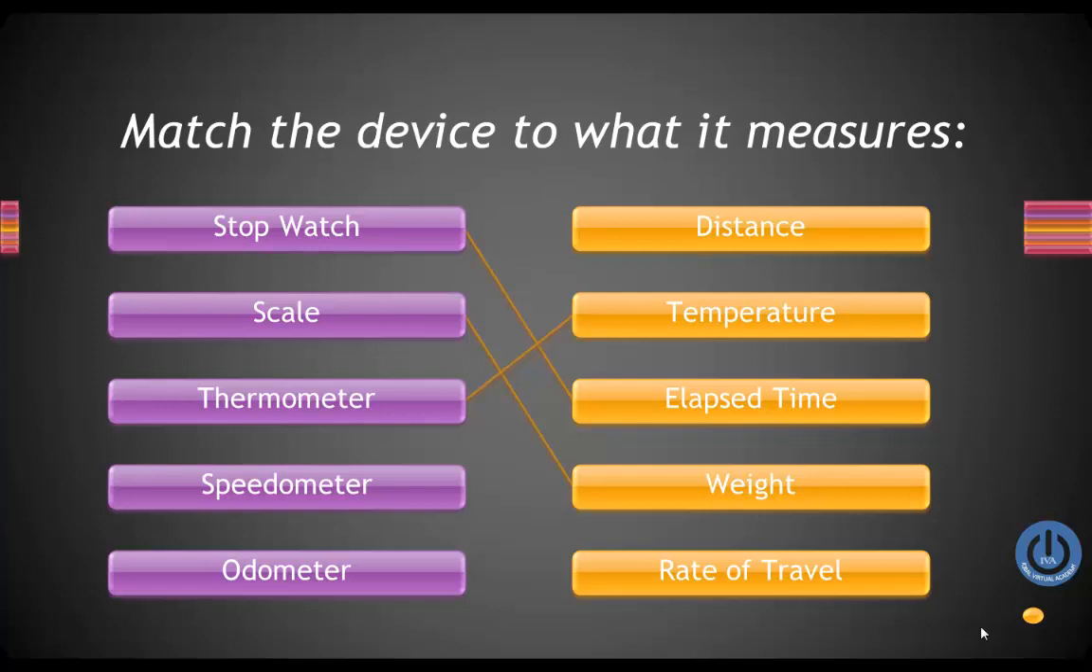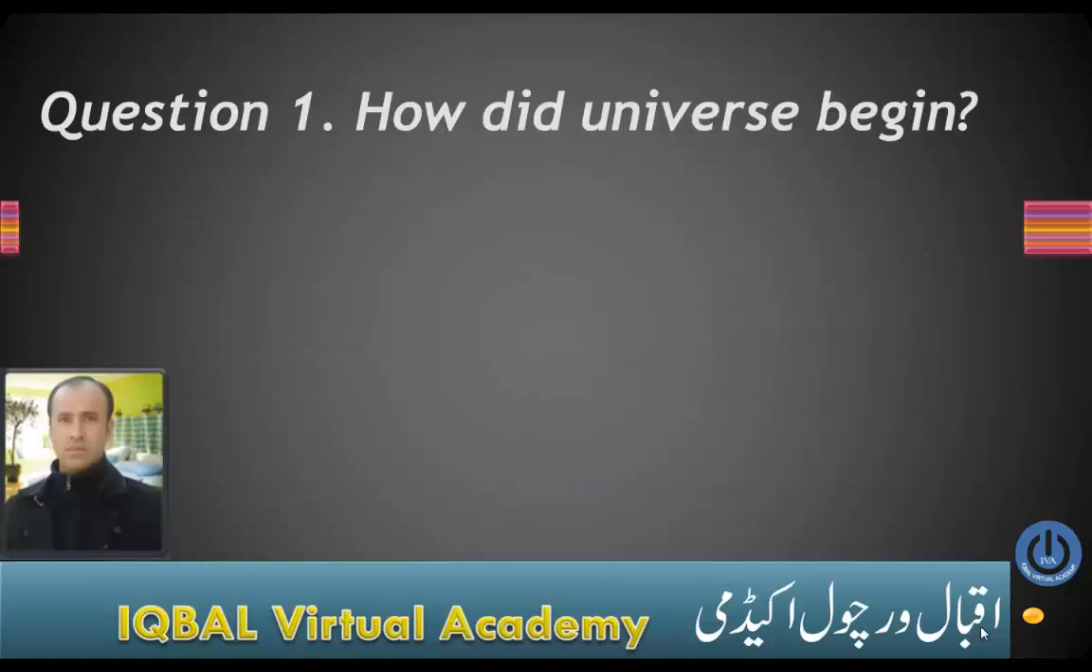Next is the speedometer. The speedometer is used for measuring the rate of travel, right? Next is the odometer. That is used to measure distance. That's all right. Another question is, how did the universe begin?